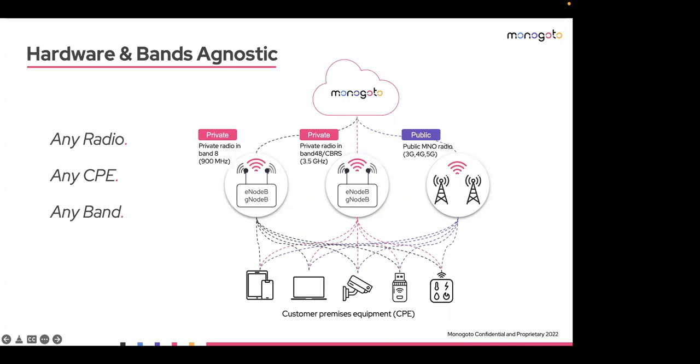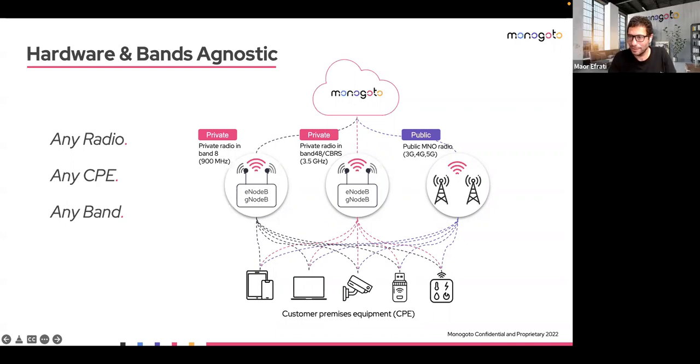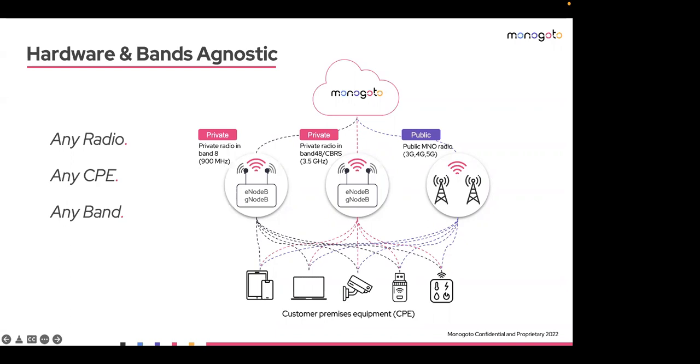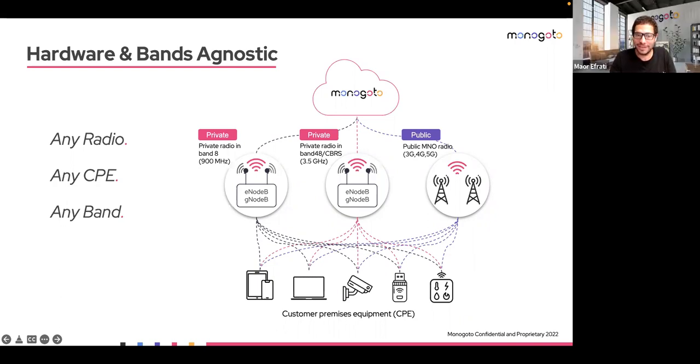Okay, another question which I actually really like: what does the company name Monogoto mean? You can answer this, Lira. Monogoto means things in Japanese. Yeah, we believe in things. We believe in the Internet of Things, and this is the meaning of Monogoto.